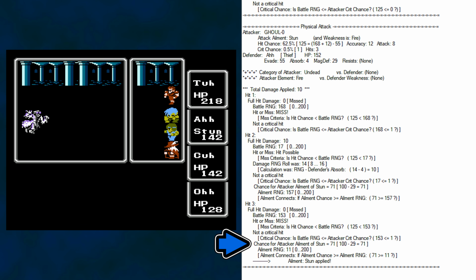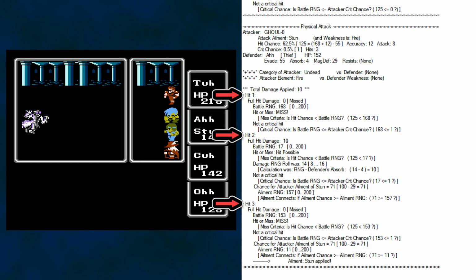On the third hit, the ghoul missed. And yet, we not only rolled for an ailment despite missing, but our RNG roll was very low, and the ailment therefore connected. Our thief was stunned thanks to a miss by the ghoul. How did this happen? Here come the bugs.